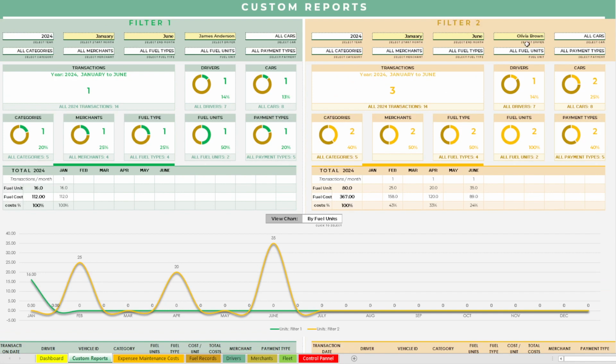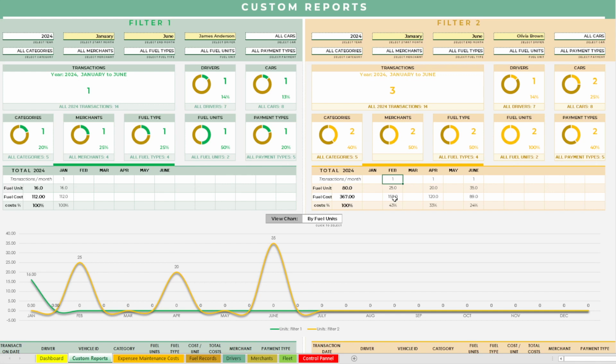On the right side, Olivia Brown, in the same period of time from January 2024 till June 2024, she had 3 transactions, one driver, just one because it's about Olivia Brown only. She used two cars, two categories. She fueled from 2 merchandisers, 2 fuel types, 2 fuel units, and she used 2 payment types in all her transactions for 2024 January to June.